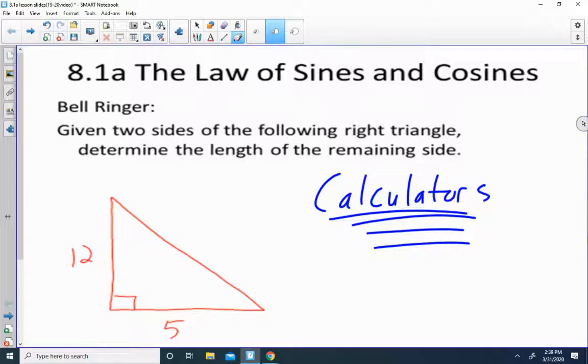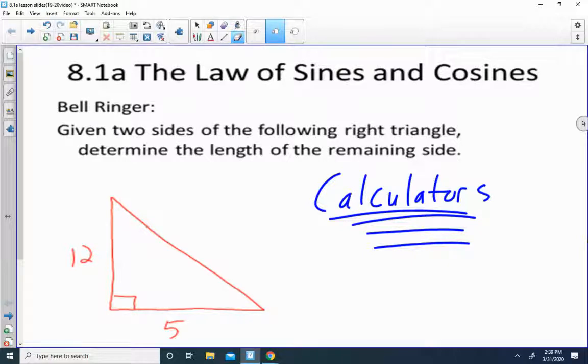Hello, trigonometry. Just want to let you know for 8.1a, this is going to be 2 videos instead of just one giant one. So in other words, I'm going to take this and split this lesson into 2 parts, and this is going to be part 1.